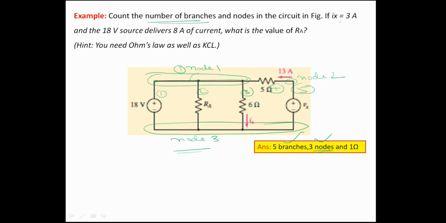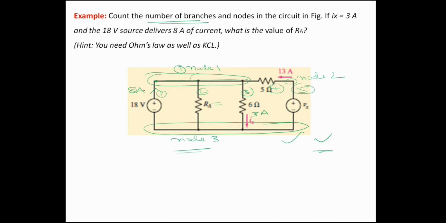Then, if Ix is 3 amperes and the 18 volt source delivers 8 amperes of current, what is the value of RA, right? So how do you find out RA? What is Ix here? It is 3 amperes. So how do we find RA?